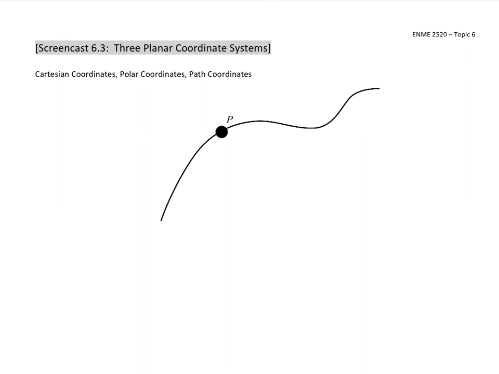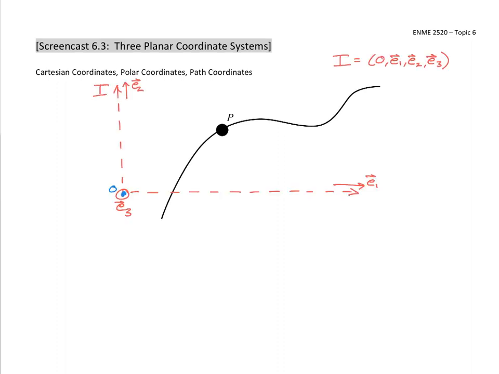The first thing that we need in any description or problem is a reference frame. And so here we see the reference frame I that's defined with three basis vectors, E1, E2, and E3. E1 pointed to the right, E2 up, and E3 out of the page, and it has an origin of O. Let's work with the position vector from O to P, so R of P with respect to O.